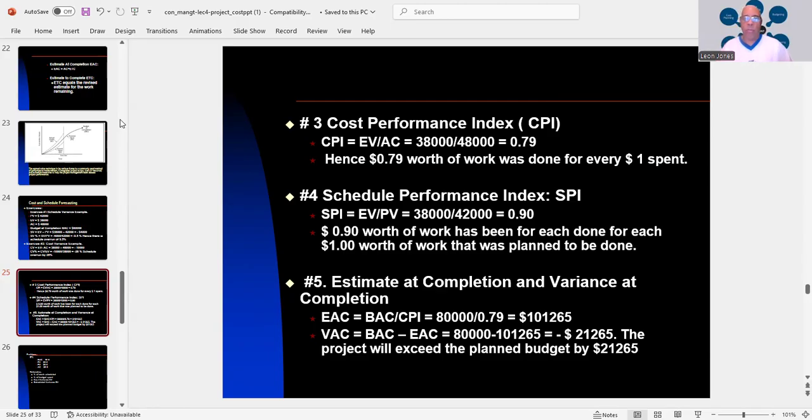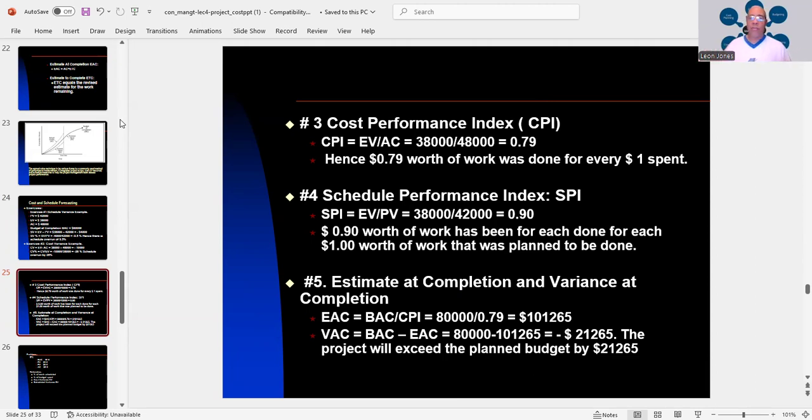Now you have your schedule performance index. That's your EV divided by your PV. 38,000 divided by 42,000 gets you 0.90. So let me put it in better perspective. For every $1 worth of work that was planned, 90 cents worth of work has been completed.